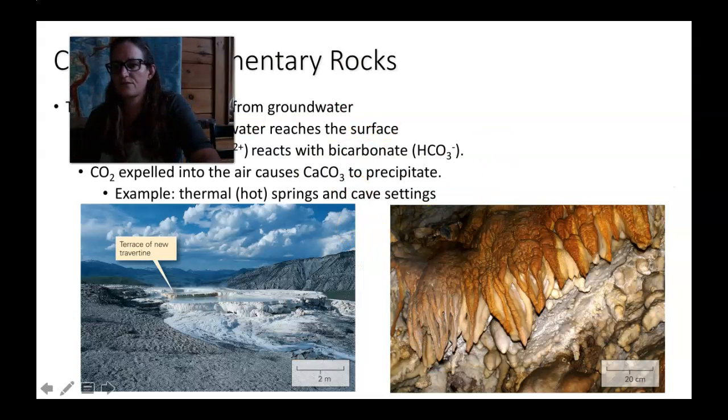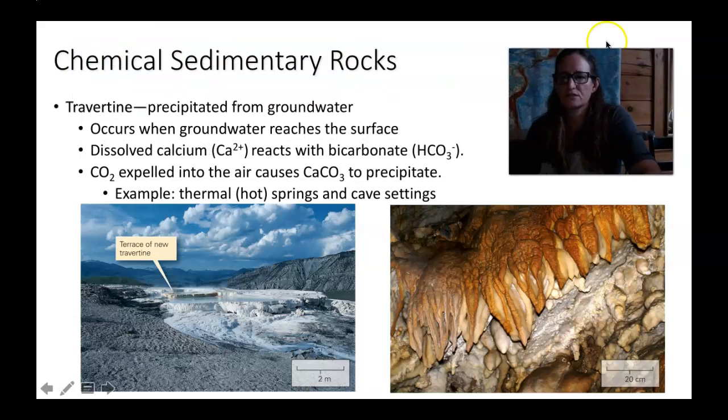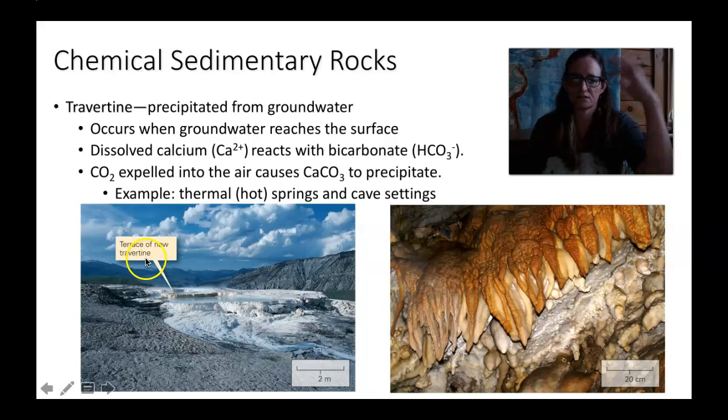So here is travertine. Travertine is calcium carbonate, and it's going to be deposited at the surface at places like these, where groundwater gets to the Earth's surface, and that dissolved calcium carbonate is going to react with bicarbonate. The CO2 expelled into the air causes the CaCO3, that calcium carbonate or calcite, to precipitate out of solution. So it happens in these thermal hot springs and in a similar chemical reaction in caves.